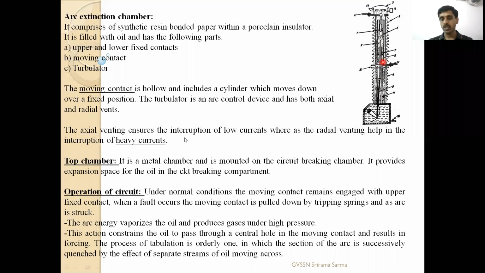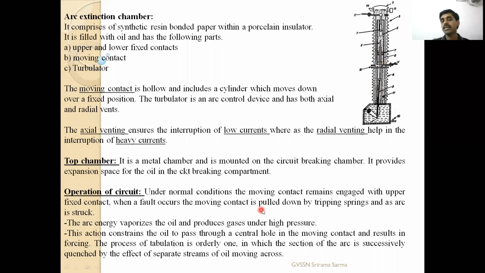Axial venting ensures the interruption of the low currents. Radial venting ensures interruption of heavy currents. The top chamber is a circuit breaking chamber. So here is the operation of the circuit. Under normal conditions, the moving contact remains engaged with the upper fixed contact.